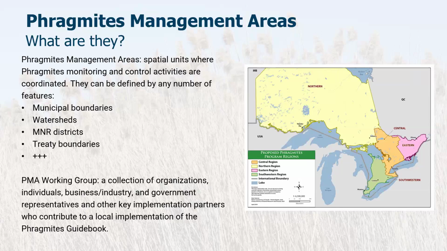Okay? We have a PMA working group, and this is a collection of organizations or individuals, businesses, industry and government representatives, or other key implementation partners who are going to contribute to a local implementation of the Phragmites guidebook. So we're bringing all these groups, individuals, knowledge keepers together, working through the Phragmites guidebook, again, on that collaborated plan of attack against Phragmites.